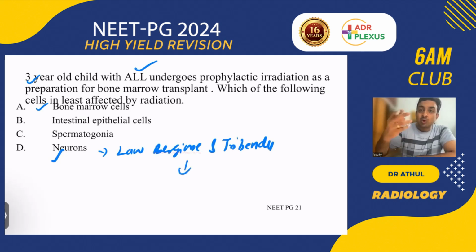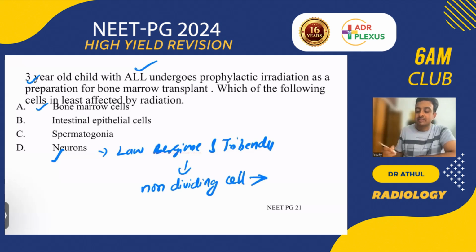Undifferentiated cells are more prone to radiation damage. Neurons are differentiated cells that are less rapidly dividing or non-dividing. Since it is a non-dividing cell, there is less radiation damage.